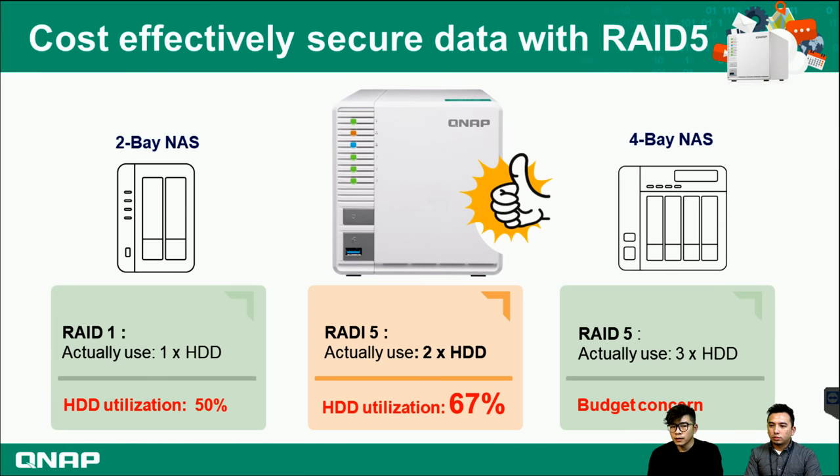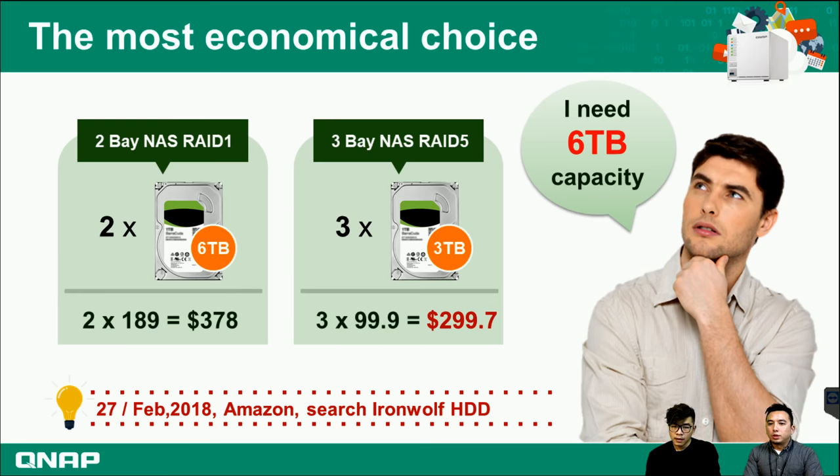So now we know this, and we keep going. Some people will ask, but 2 hard disks, I think the total cost will be lower than 3 hard disks, but is that true? Let's take a look at this one. This is a simple calculation. If you are going to buy HDDs and you need, for example, 6 terabytes of capacity, with a 2-bay NAS you have to build RAID 1. You have to buy two 6 TB HDDs. Here is the information I searched from Amazon at the end of February.